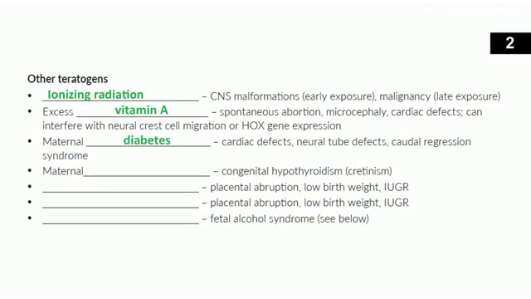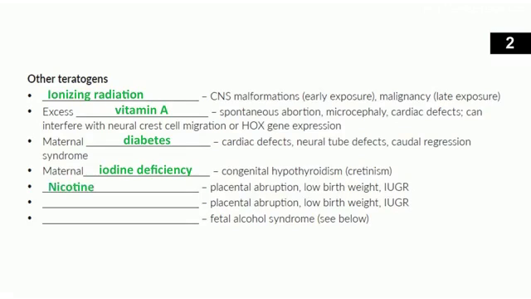Maternal diabetes can cause all sorts of problems like cardiac defects and neural tube defects. It can also cause something called caudal regression syndrome, where the sacrum fails to develop normally. Now, we're not talking about gestational diabetes because that happens way after the embryonic period and way after organogenesis has already taken place. We're talking about women with pre-existing diabetes who then become pregnant. Along the same lines, maternal iodine deficiency can cause the baby to be born with congenital hypothyroidism, which we call cretinism. Now, in this case, it's not the iodine that's teratogenic, it's the iodine deficiency that causes problems.